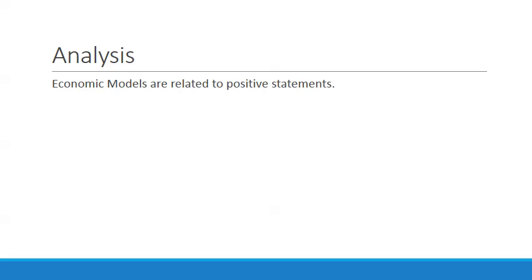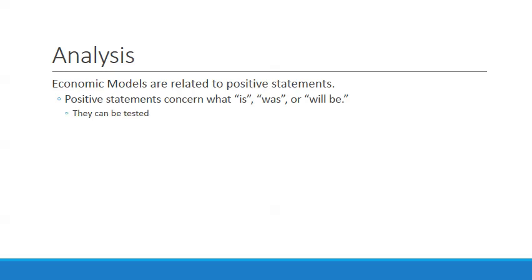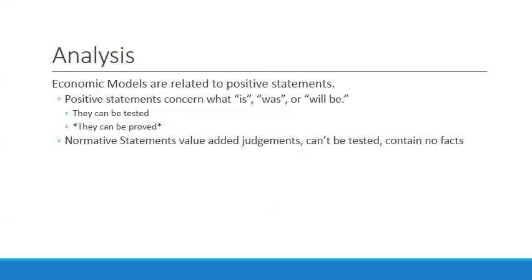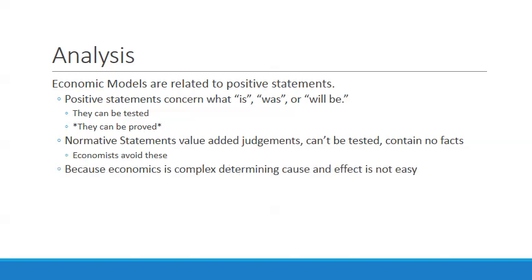Economic models are related to positive statements. What that means is that positive statements concern what is, was, or will be. When we look at these types of statements, what we're really talking about is the fact that they can be tested and they can be proved. So any of the models we look at have gone through the process of being tested and proven. In other words, that means that we can trust what the models are telling us and the data that we receive from them. Now, this is different from what we call normative statements, because normative statements are value-added judgments, and they can't be tested, and they don't contain any facts. So economists avoid these types of statements.